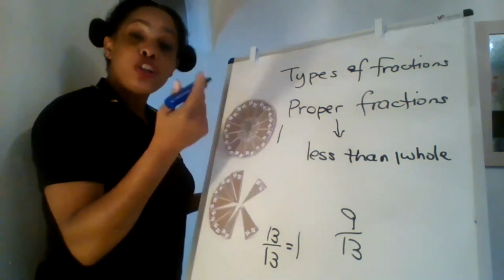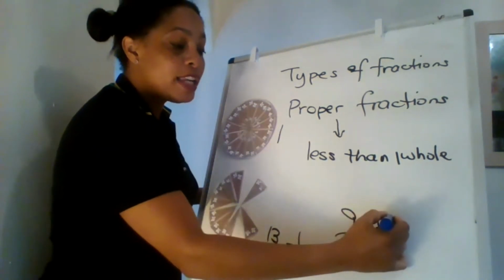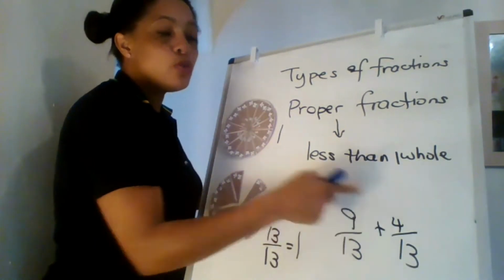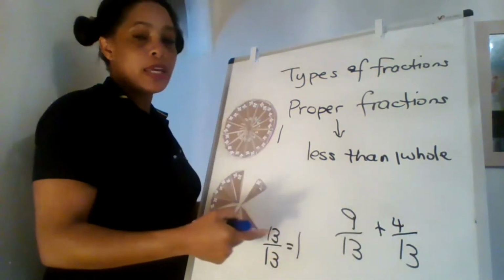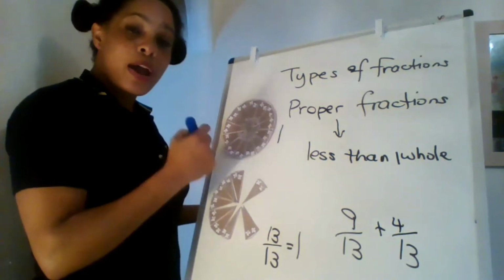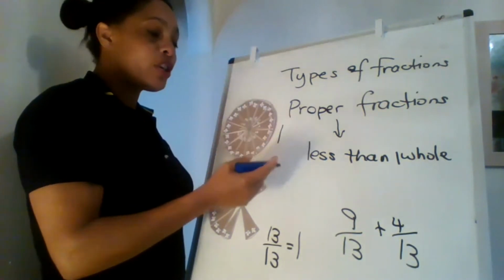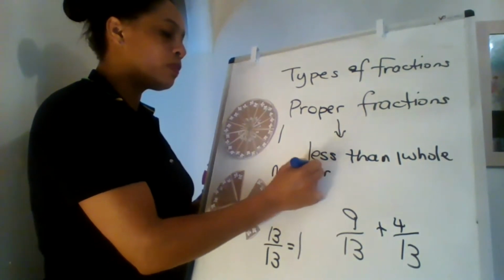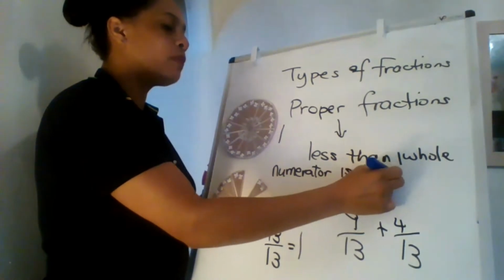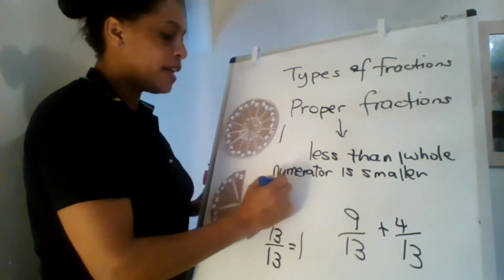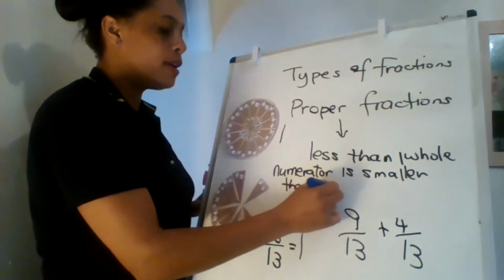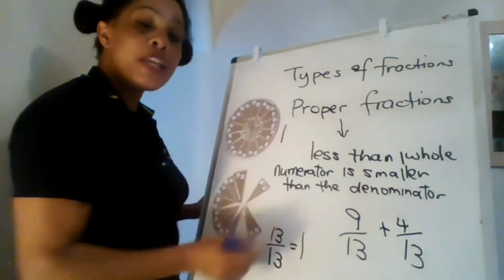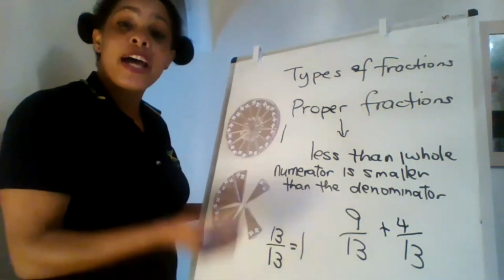If we wanted to find out how many pieces were eaten, 9 and 4 is 13. That would be a proper fraction as well because the numerator is smaller than the denominator. So one way in which we describe a proper fraction, we say a proper fraction is a fraction in which the numerator is smaller than the denominator. And the reason for this is because it's less than 1.